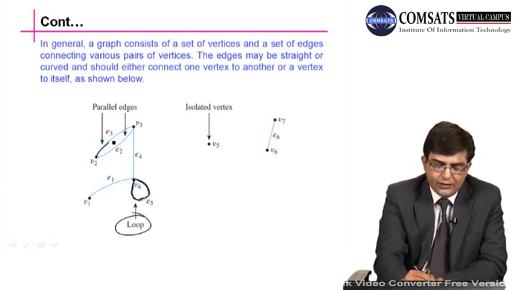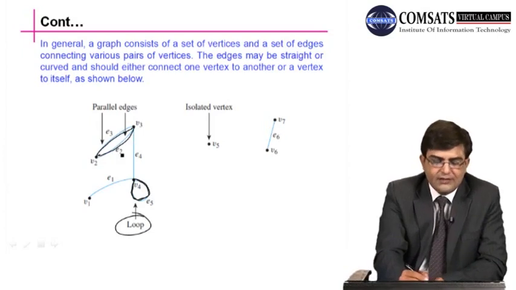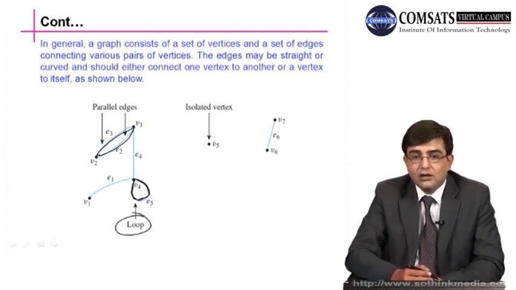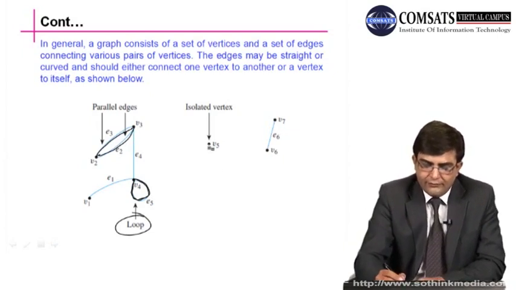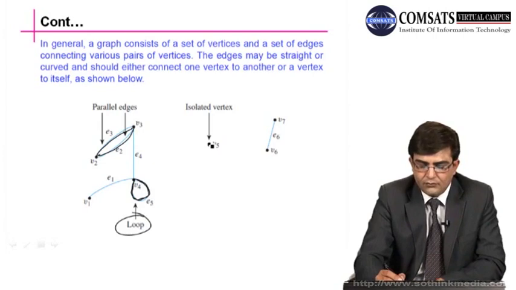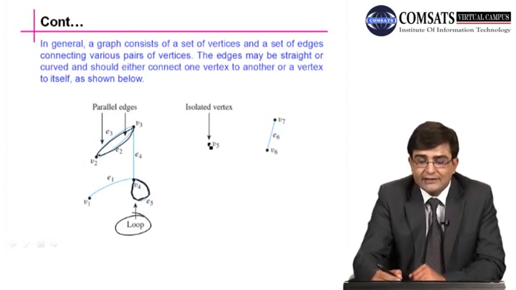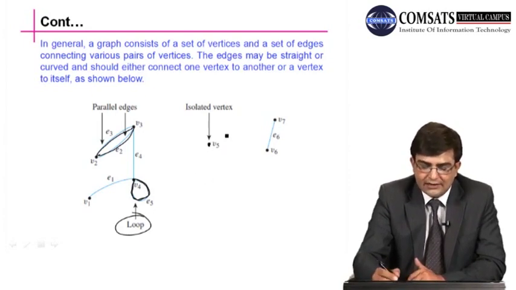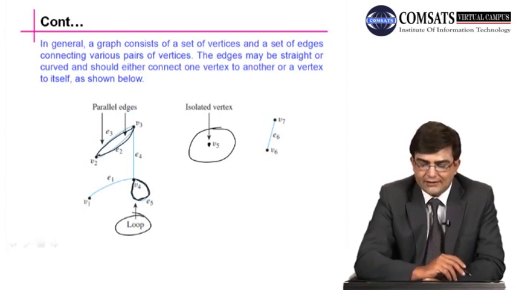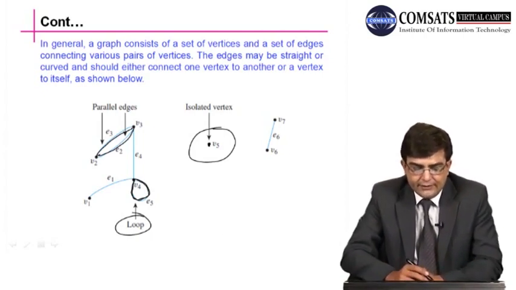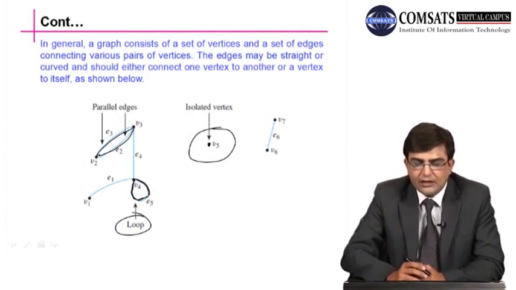And if V2 connects to V3 and V3 connects to V2, basically these are called parallel edges. If in a graph you have a vertex and there is no edge which connects V5 to any other vertex, and there is also no edge which connects V5 to V5, that is a loop, then this vertex is called an isolated vertex. So these are the possibilities and terminology and notation which we use in the graph.